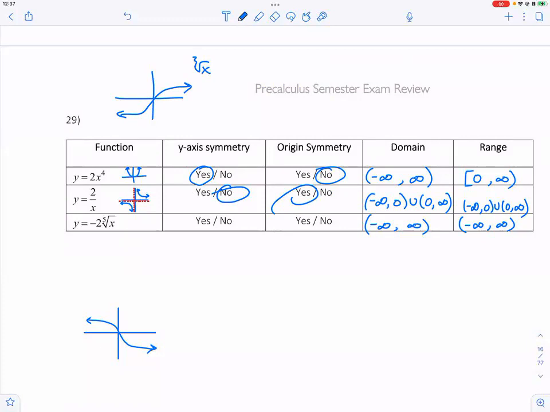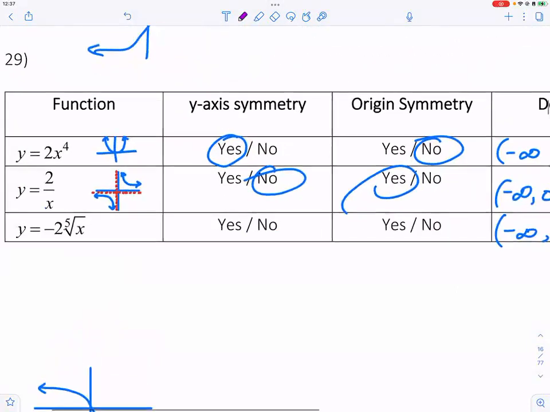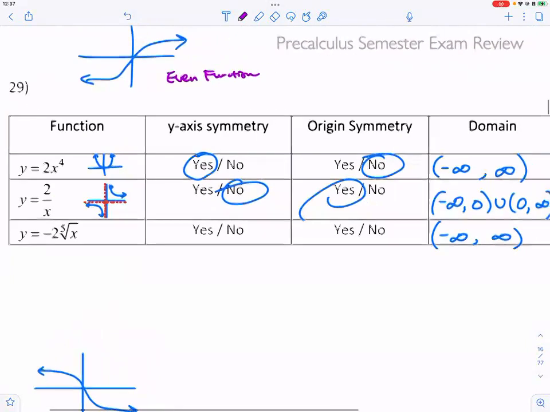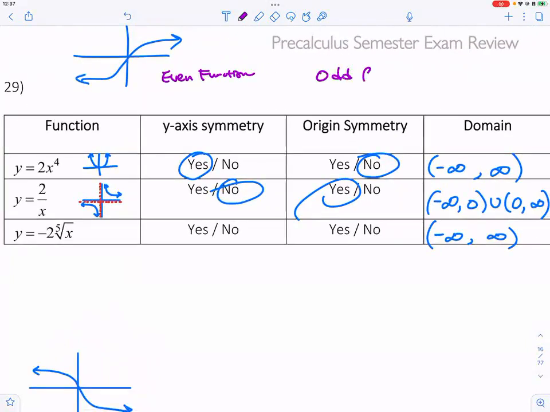Now, what if I don't know how to graph? What if my mind is not able to recall the shape of these graphs? How can I tell the symmetry? How can I know if it's a y-axis symmetry or origin symmetry? Not sure if you were able to recall a couple of terms. When it's called the y-axis symmetry, it's also known as an even function. If it has an origin symmetry, it's known as an odd function.